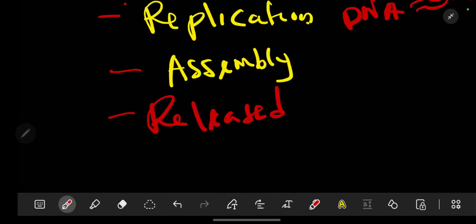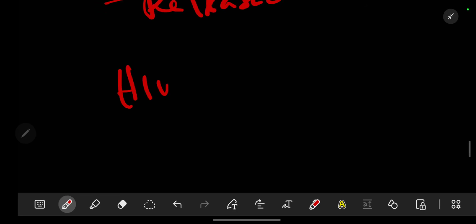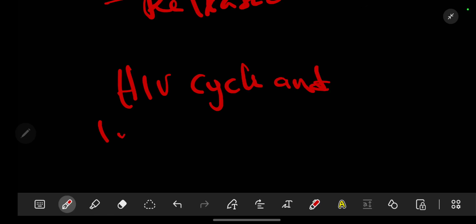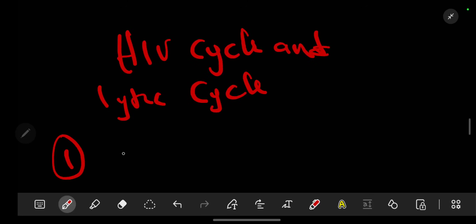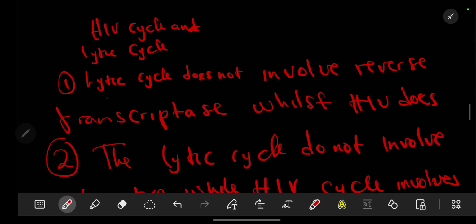Now let's look at the last thing, which is the difference between the HIV cycle and the lytic cycle. What are the differences? To begin with, number 1, the lytic cycle does not involve reverse transcriptase. So that's the first difference. Just as we have said, the lytic cycle does not involve reverse transcriptase.